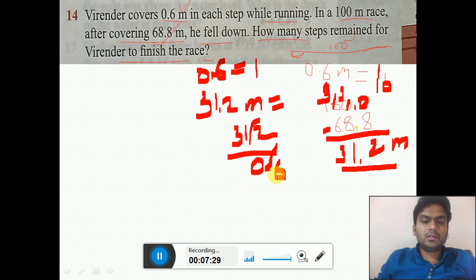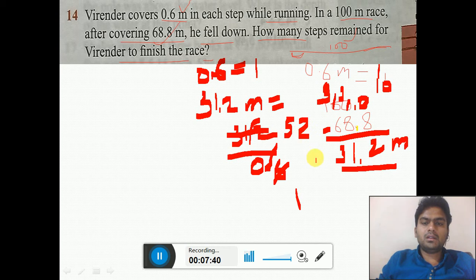Now we will divide this number by 6. 6 1 is 6. 6 5 is 30. 1 left. Now 6 2 is 12. So our answer is 52. So in 52 steps he will cover the distance.